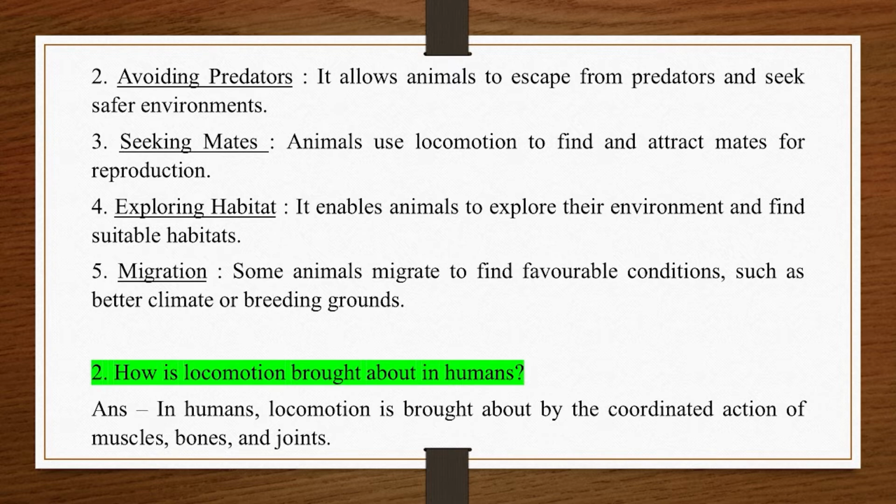3. Seeking mates. Animals use locomotion to find and attract mates for reproduction. 4. Exploring habitat. It enables animals to explore their environment and find suitable habitats. 5. Migration. Some animals migrate to find favorable conditions, such as better climate or breeding grounds. 2. How is locomotion brought about in humans? Answer: In humans, locomotion is brought about by the coordinated action of muscles, bones, and joints.